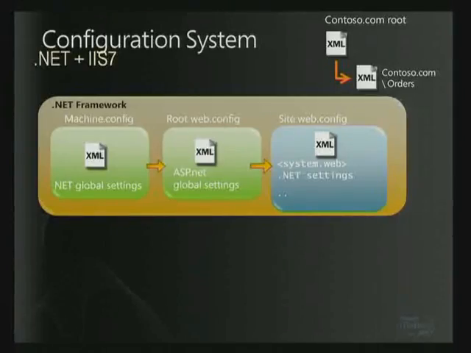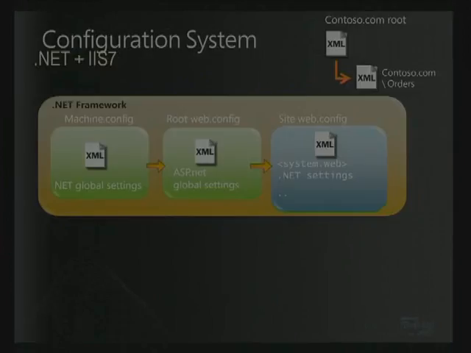So with that, let's first take a look at the configuration system in .NET today. I'm guessing most of you are familiar with the configuration system of .NET, system.configuration, and how it works. But if you're not, it's really easy. There is a central machine-wide file called machine.config, right here. So this is the machine configuration.